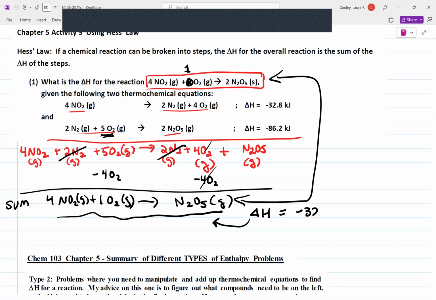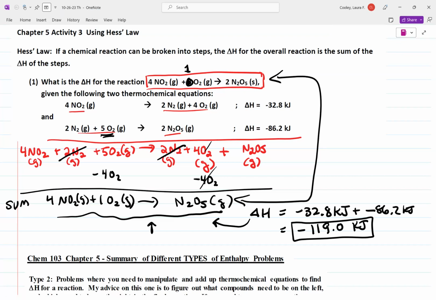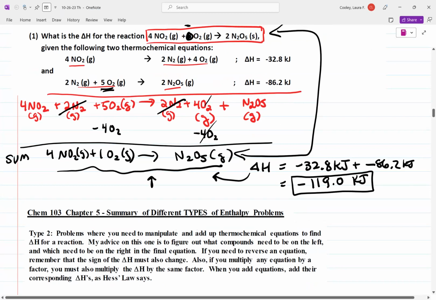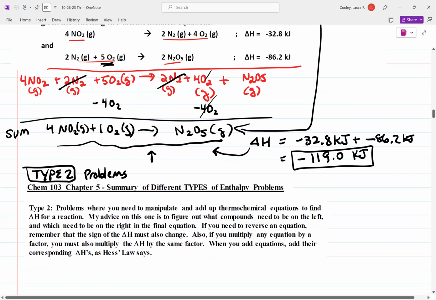It is simply negative 32.8 plus negative 86.2, which adds up to negative 119.0 kilojoules. So I have just figured out the delta H for this reaction here by finding two related reactions, adding them up, canceling things, and getting the equation that I want, and adding up the two delta H's for the equations that ended up equaling it. Okay, so that's something we do. That's a type of problem, and that is a type 2 problem. Remember, I'm trying to tell you all the different types of enthalpy problems. So that's a type 2 problem. Now, it's not always like that.